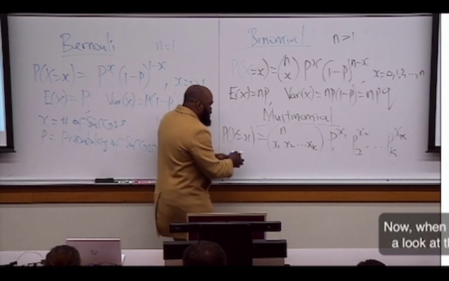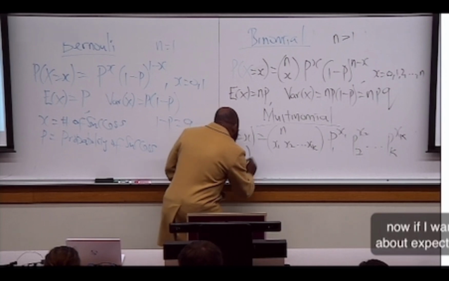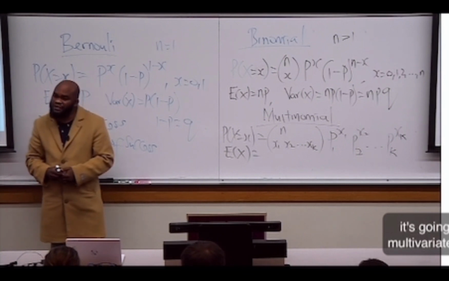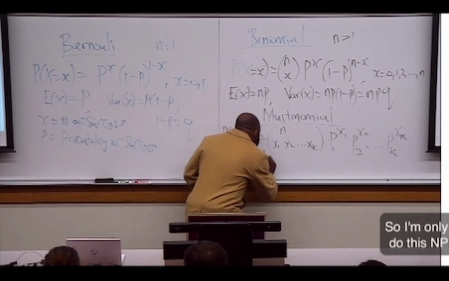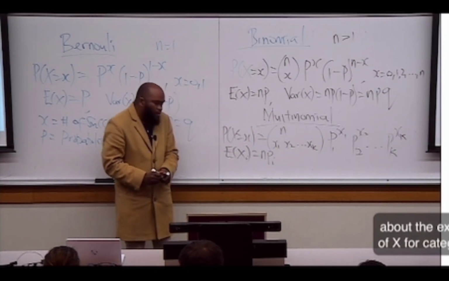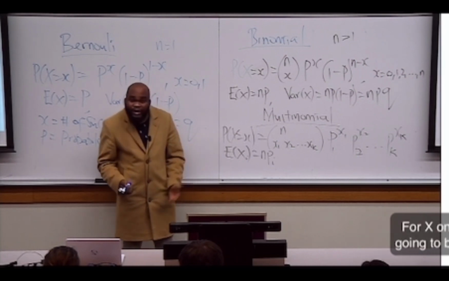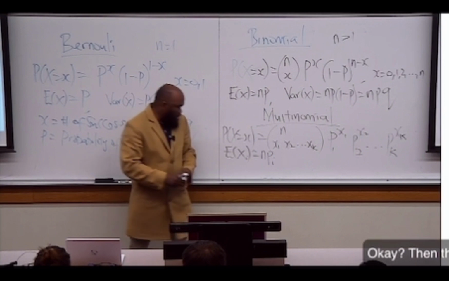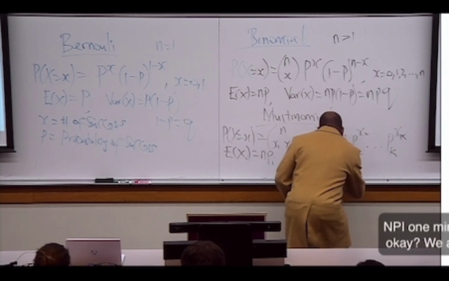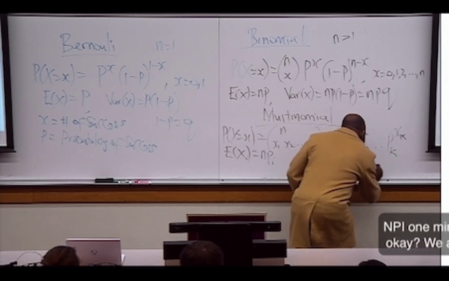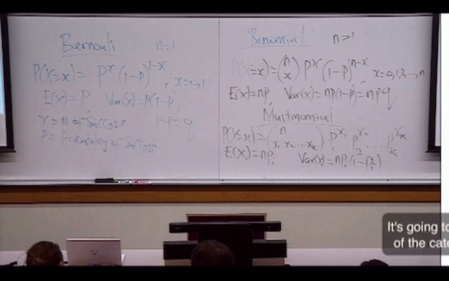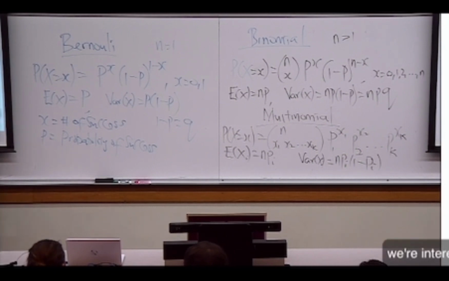Now, when you take a look at this, if I want to talk about the expectation of x, it's going to be multivariate. So I'm only going to do this for one category: do I want to talk about the expectation of x for category 1, for x1? It's going to be n p1. Then the variance of that is going to be n p_i (1 minus p_i), where i is one of the categories we are interested in.